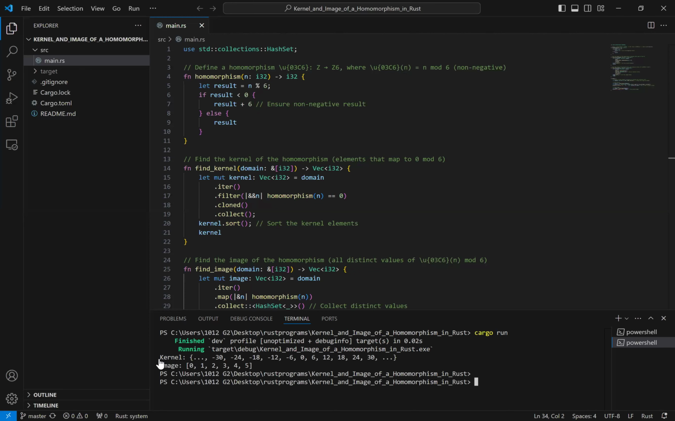But you can see it has given us the kernel as the elements which are divisible by 6. So it begins with the dots, meaning that they continue. This element is divisible by 6. This element is divisible by 6. So this is what sort will be doing. Sort is arranging those elements in some order. If you remove sort, then these elements will just come in any way, will just be mixed. And the same thing for the image. If you remove sort, then these elements will just mix up.